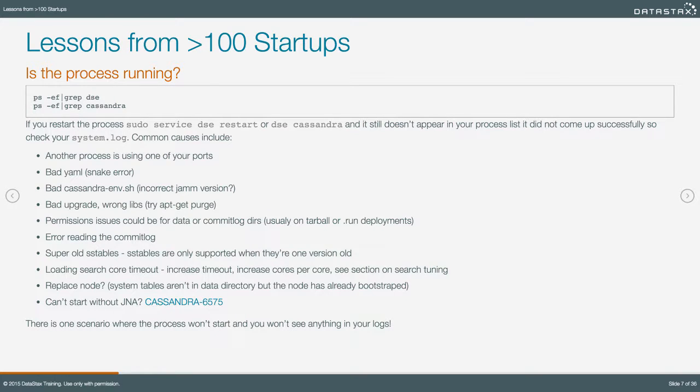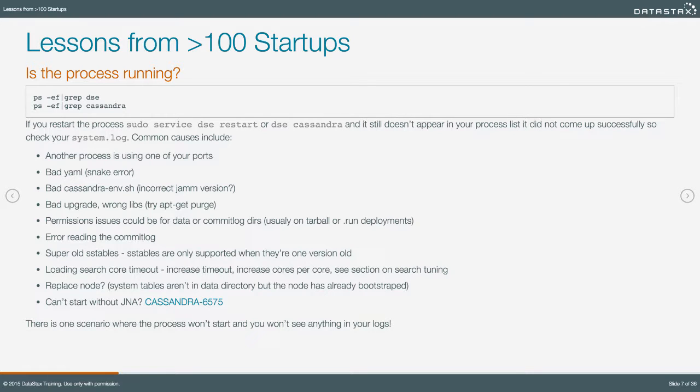You may have a bad upgrade. Sometimes if you're using Ubuntu and apt-get, you do an upgrade and some of the libraries didn't get overridden properly. I've seen some corrupted upgrades, and sometimes apt-get purge is the solution for that. There can be permissions issues when folks are using tarballs manually or using a .run installer. Sometimes the commit log directories and the data directories aren't available for the user that's running Cassandra, and that will stop you from starting up.